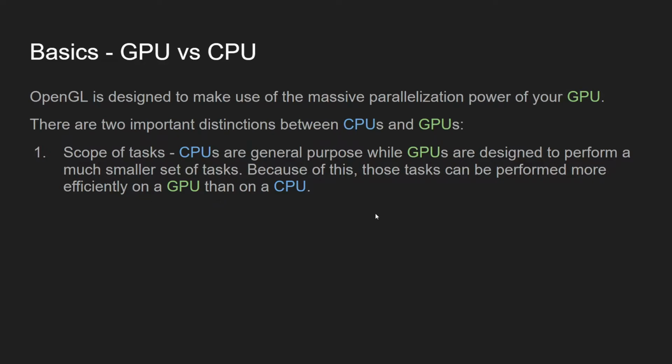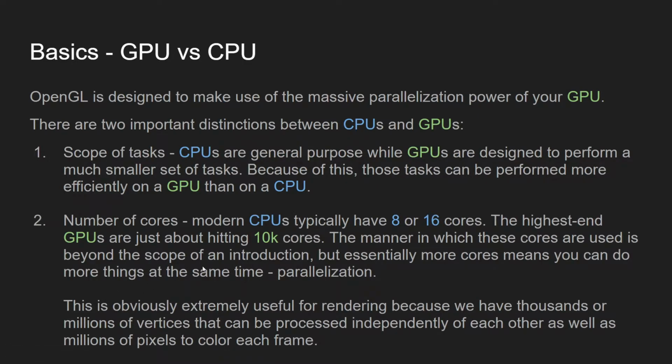CPUs are the main processor for a whole computer, so they have to be able to do a whole bunch of stuff. And when you have to be able to do a bunch of stuff, you become less efficient at doing each of those things. GPUs are a lot more specialized, and so they can do these operations more efficiently than a CPU. But the main difference is the number of cores. Modern CPUs typically have 8 to 16 cores, but the highest end graphics cards, like the NVIDIA RTX 3090, I think, has just over 10,000 cores.